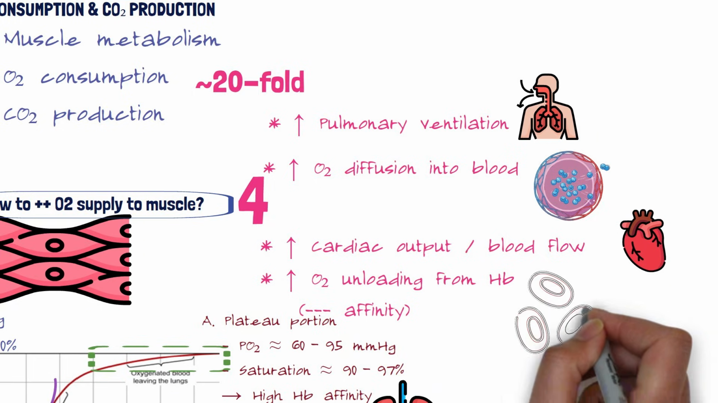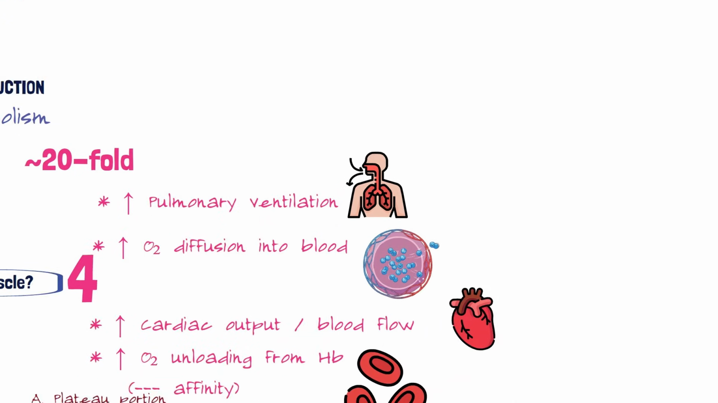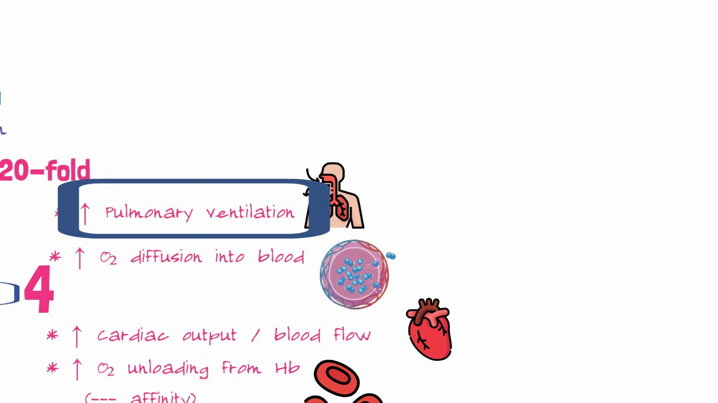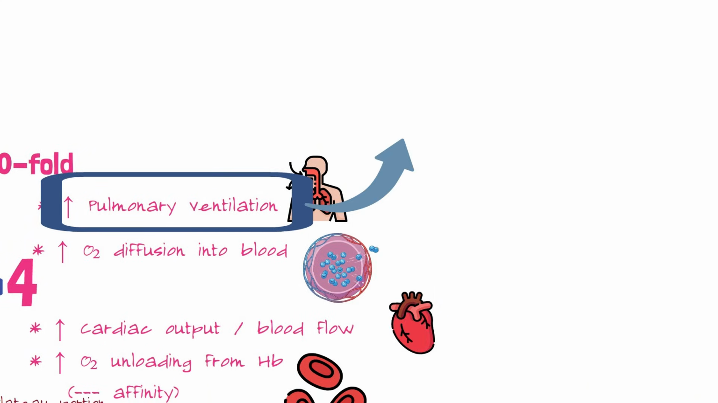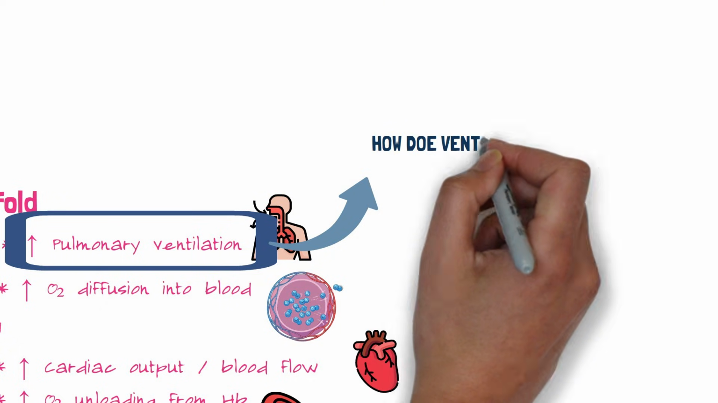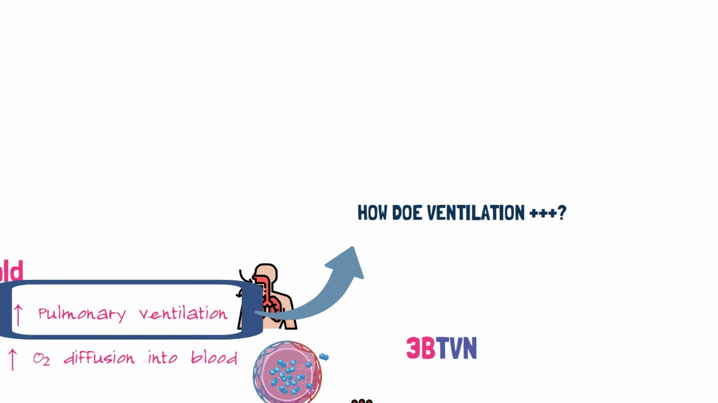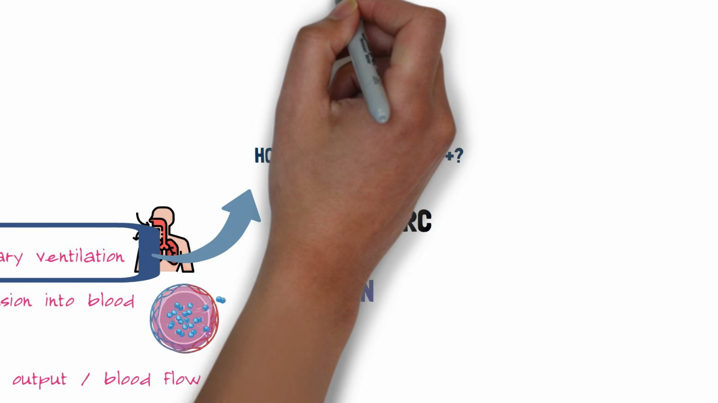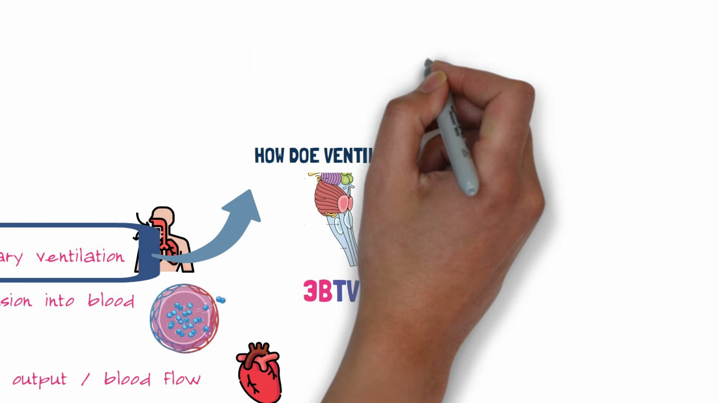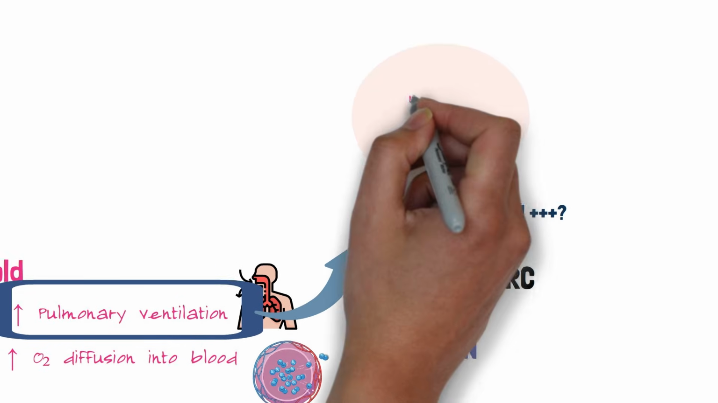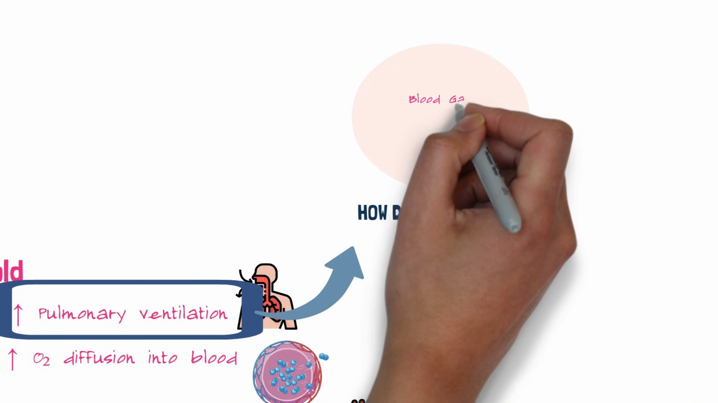So, focusing on the ventilation, how does our body increase the ventilation? For this, we have to remember the 3 Bs, which affect the respiratory center, which is located in the brain stem. What are the 3 Bs? These are the blood gases, the proprioceptors, and the brain.